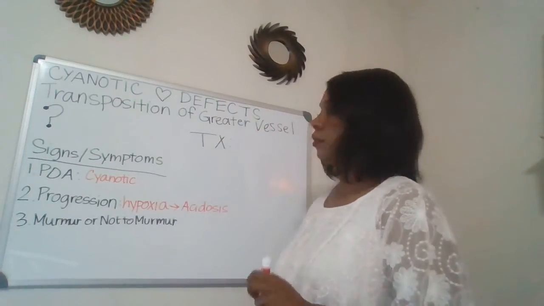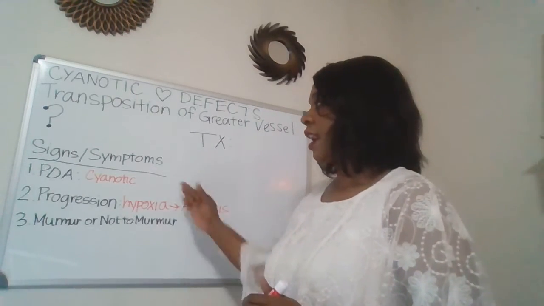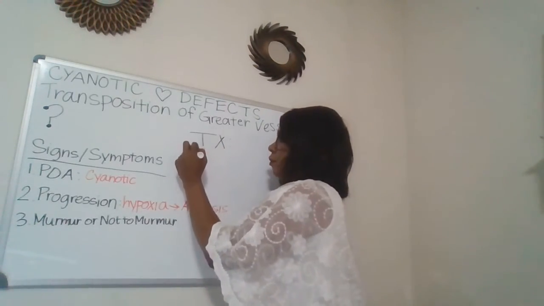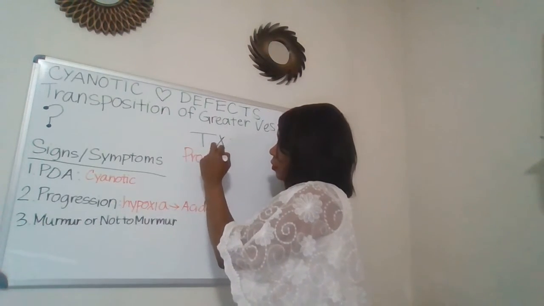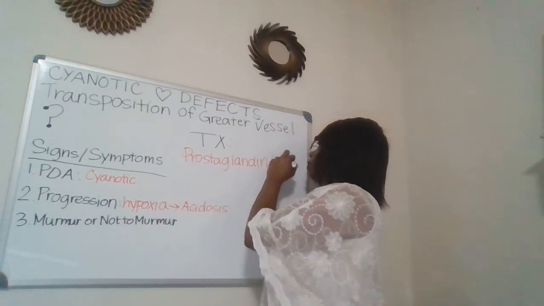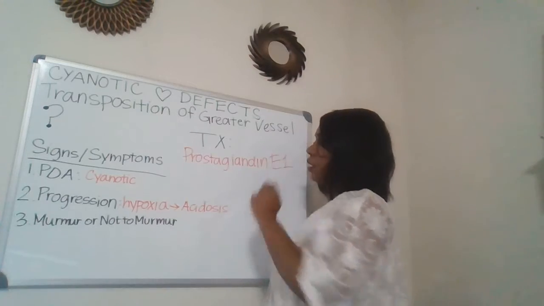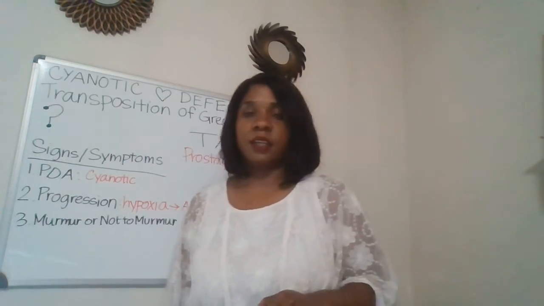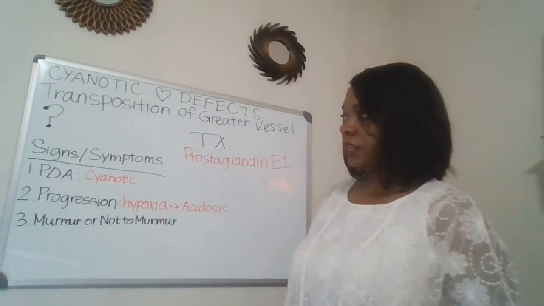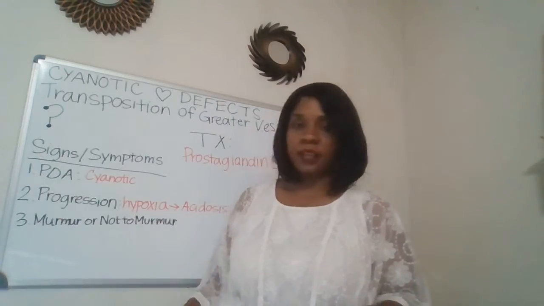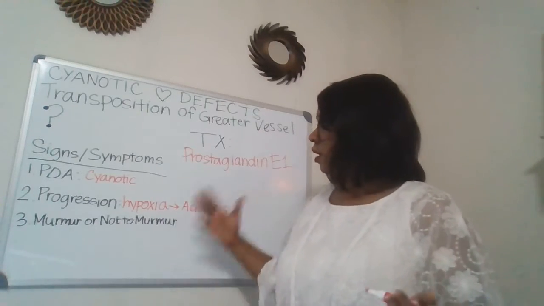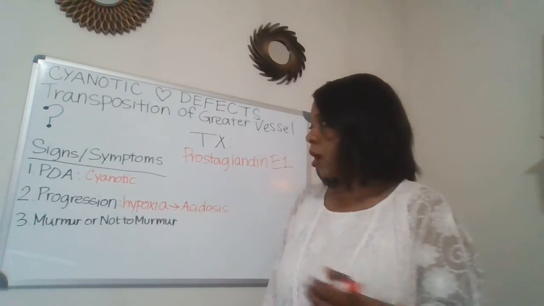Now, how do they treat it? So what they're going to do initially, they have to give them prostaglandin E1 to keep it open, okay? They're not going to give them a prostaglandin inhibitor like indomethacin or ibuprofen IV. They're not going to give that because if they did, it would cut this PDA's lifespan short and cause a whole slew of problems. Now, eventually, they're going to have surgery to correct this problem.